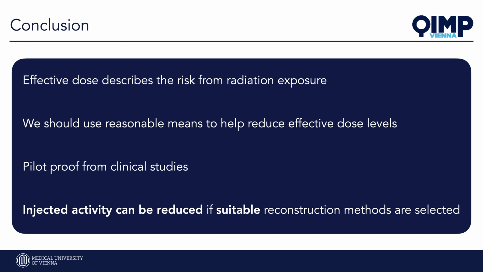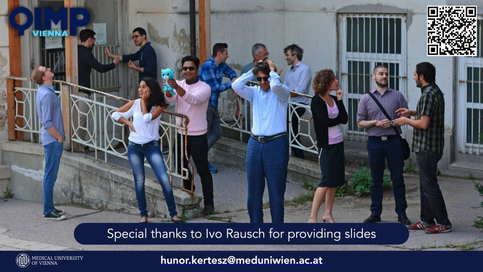In conclusion, this is everything I would like to cover in this really short amount of time of 20 minutes, to talk a little bit about effective dose, the risk from radiation exposure, and that we really should use reasonable means to help reduce effective dose levels. I did not have more time to show more data on how it looks when we reduce the injected activity for PET scans. This is just a few pilot data from clinical studies. We can see that actually the new advances are helping to reduce the injected activity if the suitable image reconstruction methods are selected.